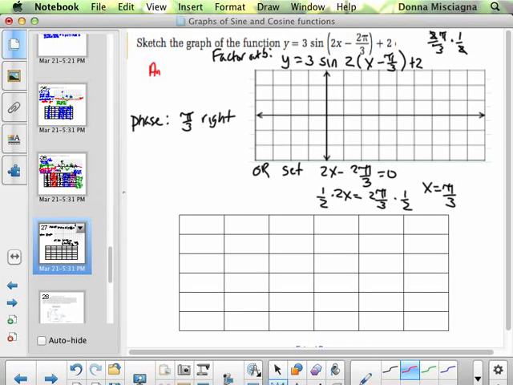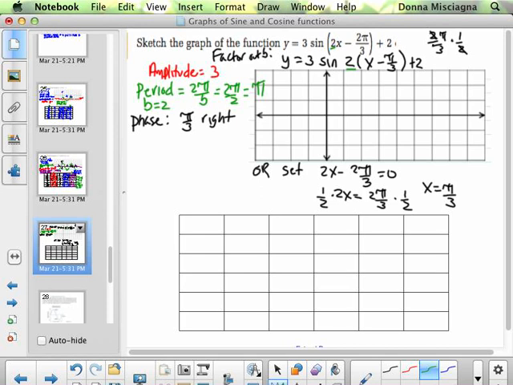So the amplitude is 3. We do have a period change because b is not 1. So the period is 2 pi divided by b. b is the coefficient on x, so b is right there, the 2. Or over here, the 2. So that would be 2 pi divided by 2, that's pi. All right, so we have our amplitude, our period.